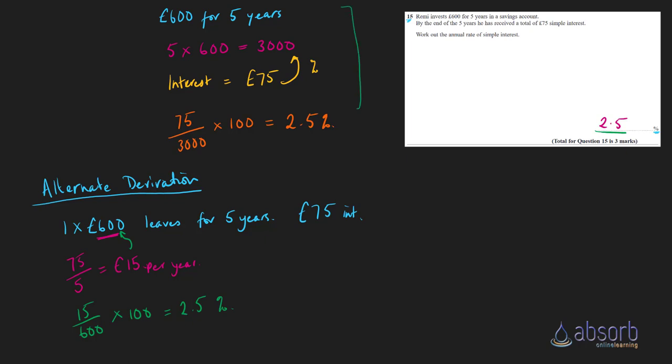So either the first calculation or the second calculation will still get you the 3 marks. Okay, when you get an ambiguous question like this that could be read or interpreted in a couple of ways, then the mark scheme will generally allow for that.